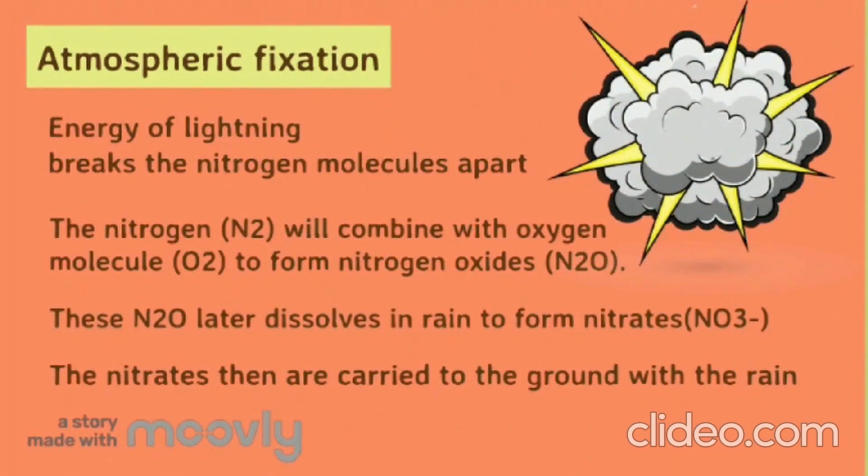Atmospheric fixation can occur during natural phenomena where the energy of lightning breaks the nitrogen molecules apart. Then, the nitrogen will combine with the oxygen molecule to form nitrogen oxides. These nitrogen oxides later will dissolve in rain to form nitrates. The nitrates then are carried to the ground with the rain.